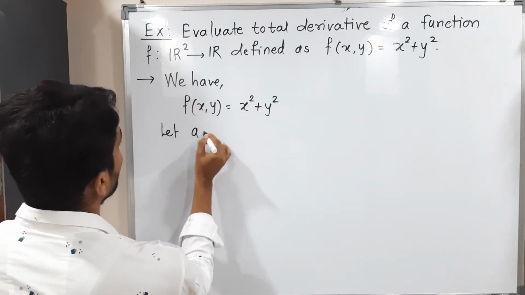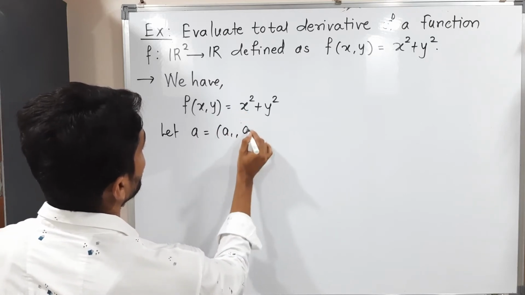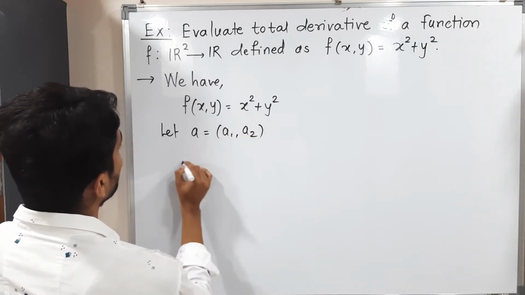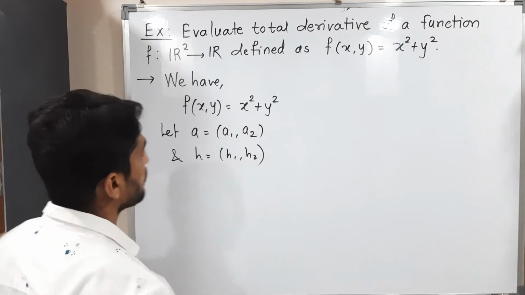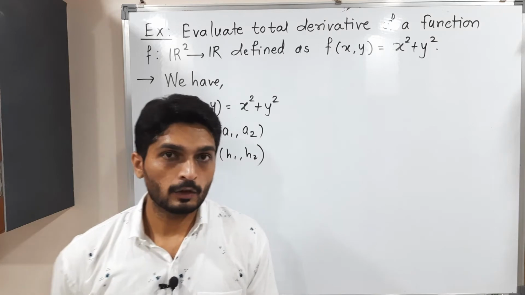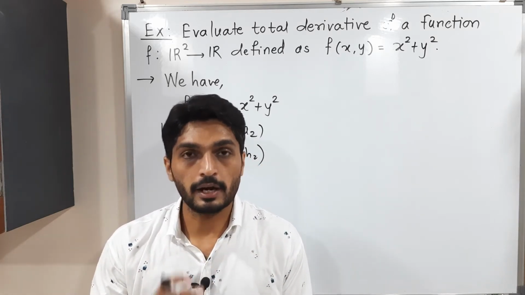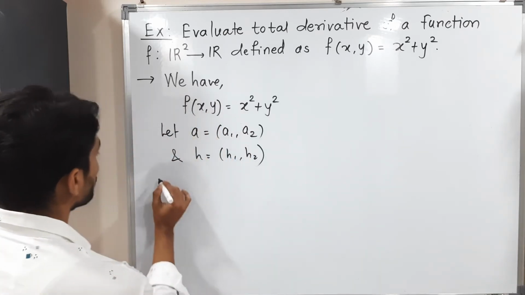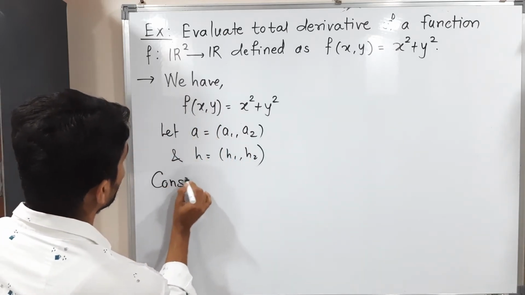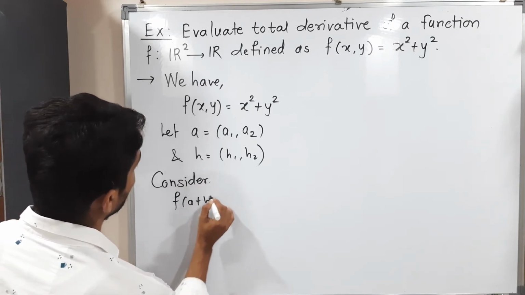Let a be equal to a1 comma a2, and for h, I am considering h1 comma h2. After that, we have to find two terms, that means f of a plus h and f of a. Let us first find f of a plus h.